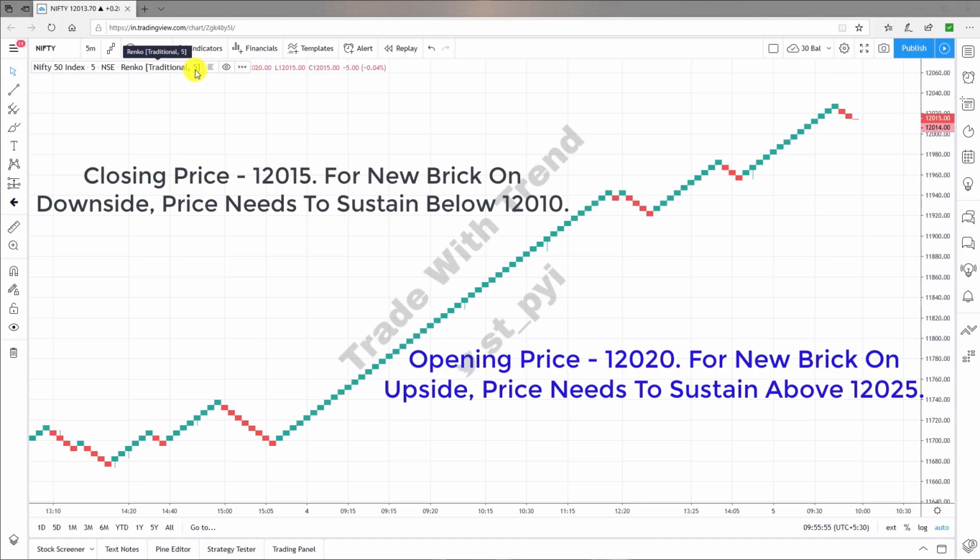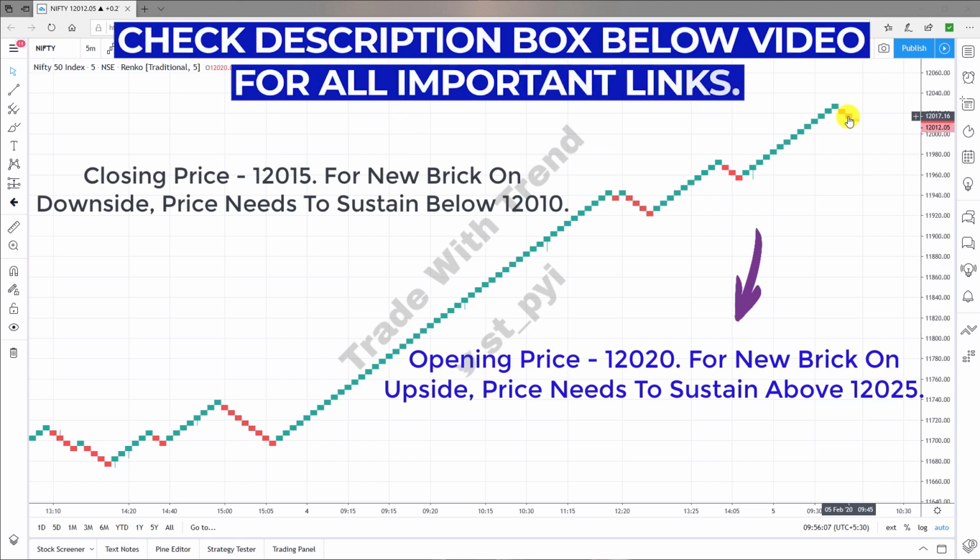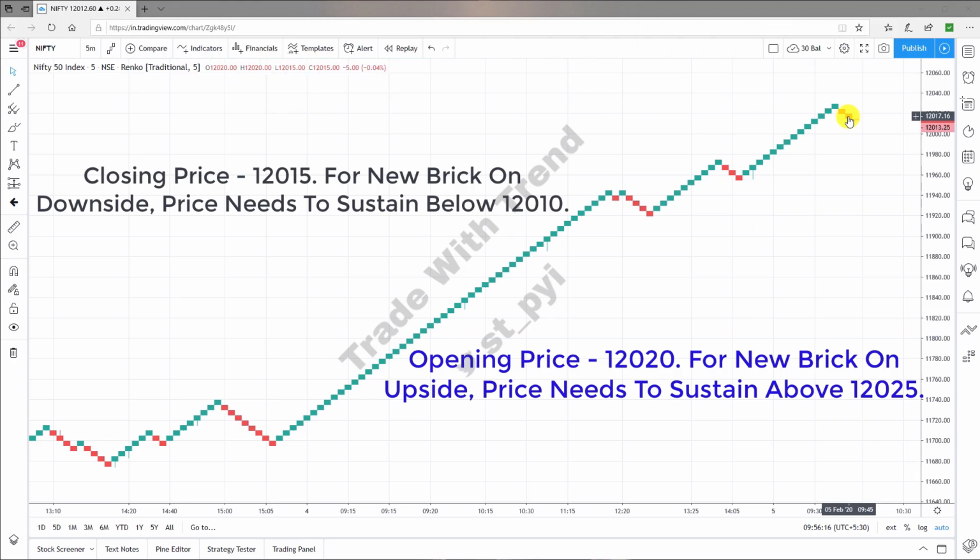So for a new brick to be plotted on the upside, now come to this particular brick that has already been printed. The opening of the brick is at 12,020. So for a new brick to be printed, price will have to move above 12,025, and that too it has to sustain for 5 minutes, because on TradingView, the interval that you select for that amount of time, the brick has to sustain about the relevant price, only then the brick gets plotted.